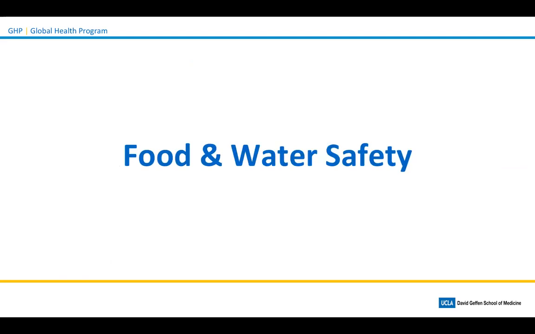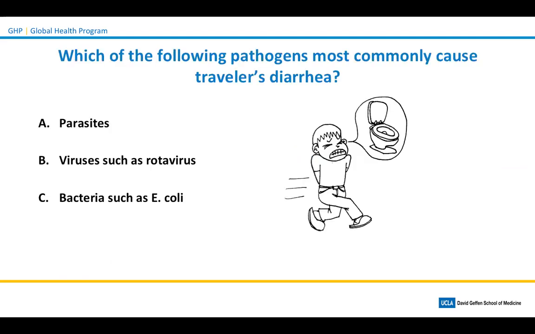So let's dig deeper into food and water safety. Which of the following pathogens most commonly causes travelers diarrhea? A, parasites, B, viruses such as the rotavirus, or C, bacteria such as E. coli? The answer is C.